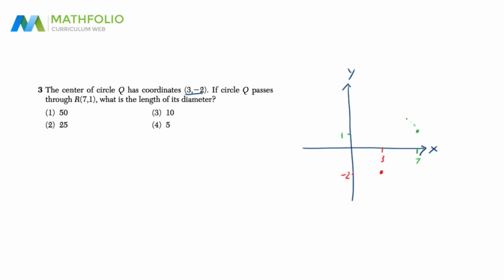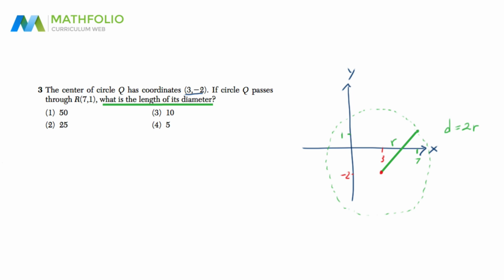Now, it's going to be a little tricky to draw, but this is basically saying that if you've got a circle with the center at 3, -2, and it passes through the point 7, 1, then the circle will look something like this. One of the things we've really got to remember is that this distance is the radius. In this question we are asked for the length of the diameter. So if we are able to find the radius, then we can remember that the diameter is 2 times the radius.